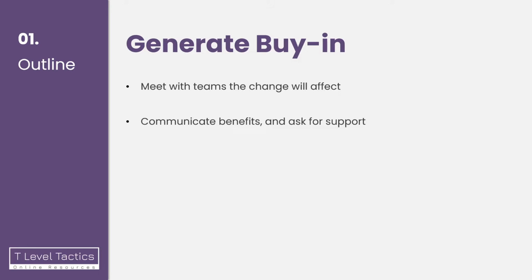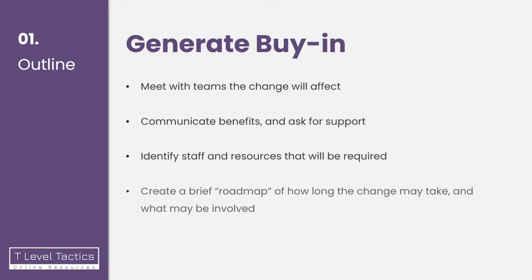It's a stage where we can communicate the benefits of this change and ask for their support to implement it. We can take a look at staff and resources in the organization that are going to be required to implement the change, and also create a brief roadmap of how long the change might take and what may be involved. Now, at this stage, this could just be a list of bullet points, but later on, it might become a more formal, comprehensive project plan.